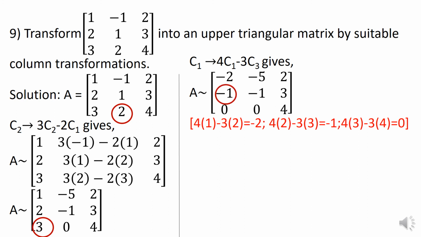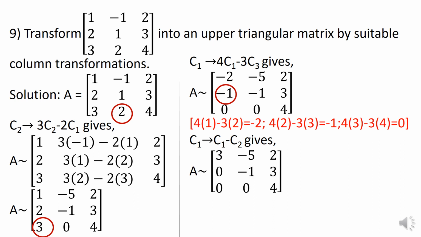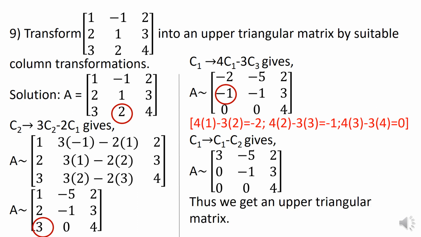Next step, we want to transform minus 1 into 0. Thus, C1 changing to C1 minus C2 gives us minus 1 as 0. And thus we get the required upper triangular matrix.